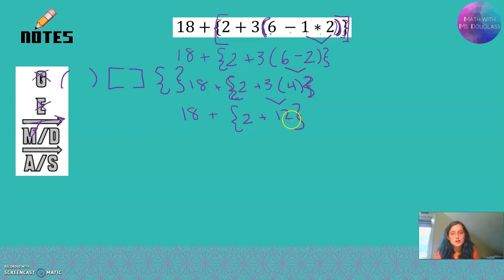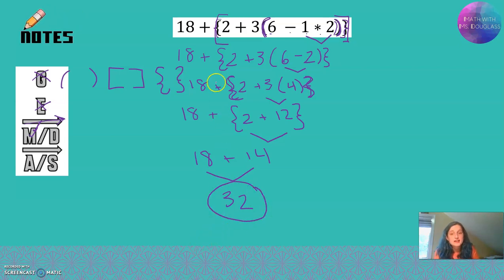Still reading this all the way through. I have grouping symbols. I'm going to do what's inside my grouping symbols. 2 plus 12 is 14. Now we're down to just one more operation. 18 plus 14 is 32. 32 is my final answer. Circle or box your final answer.